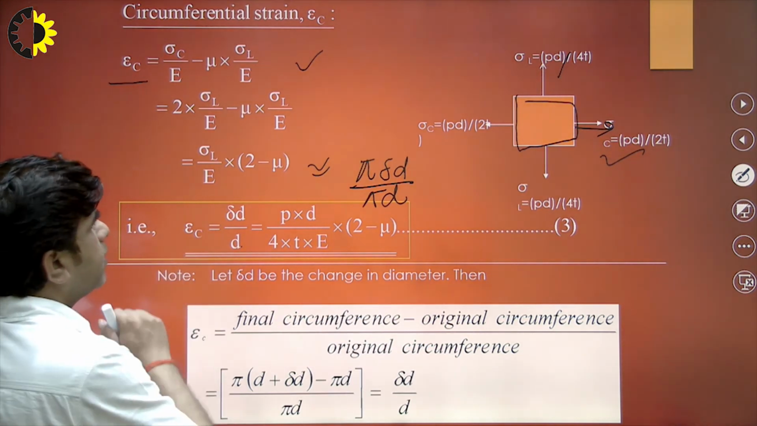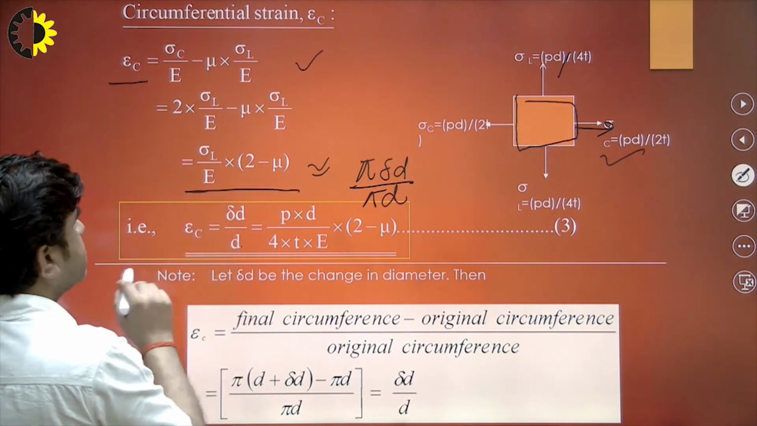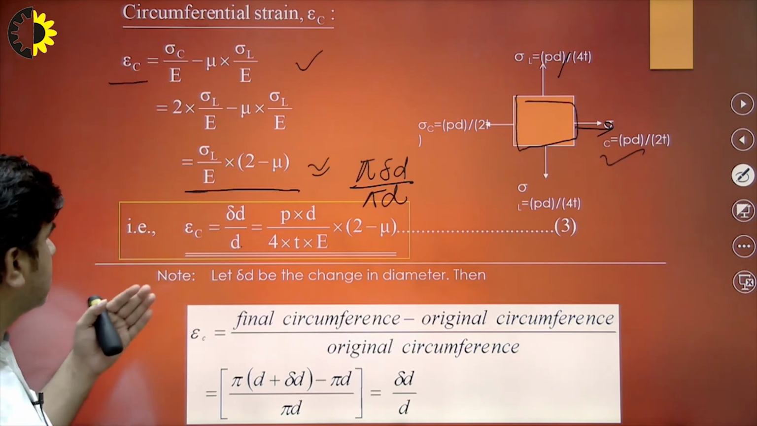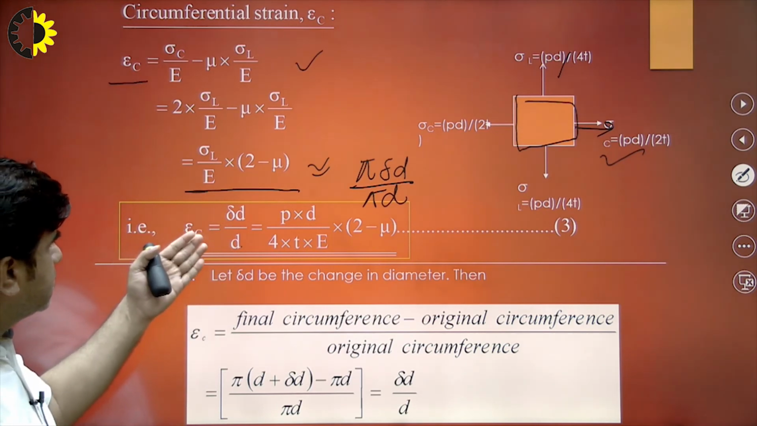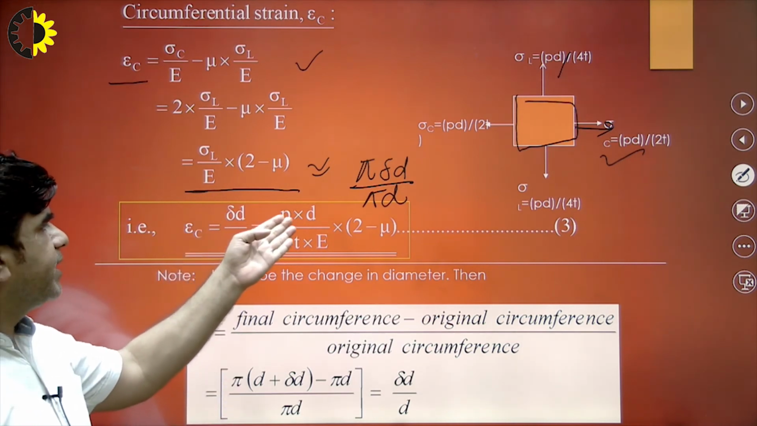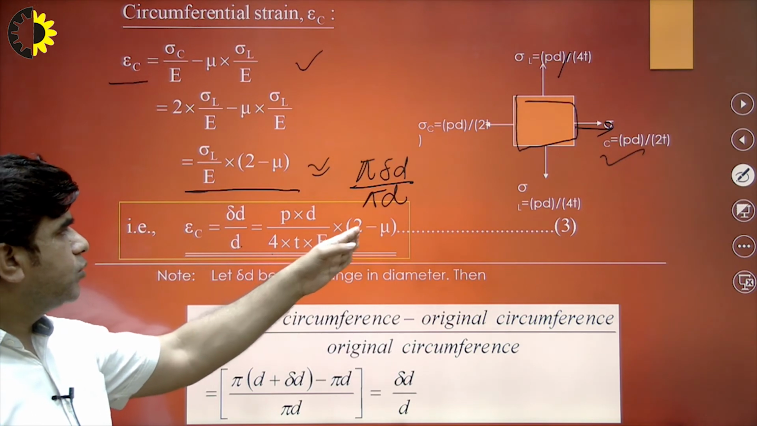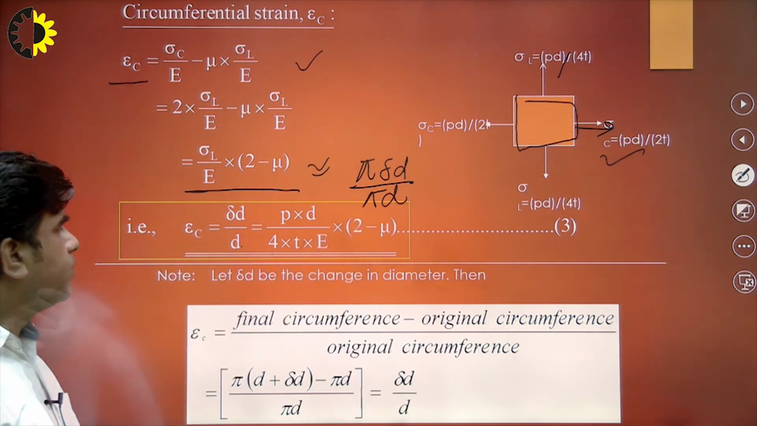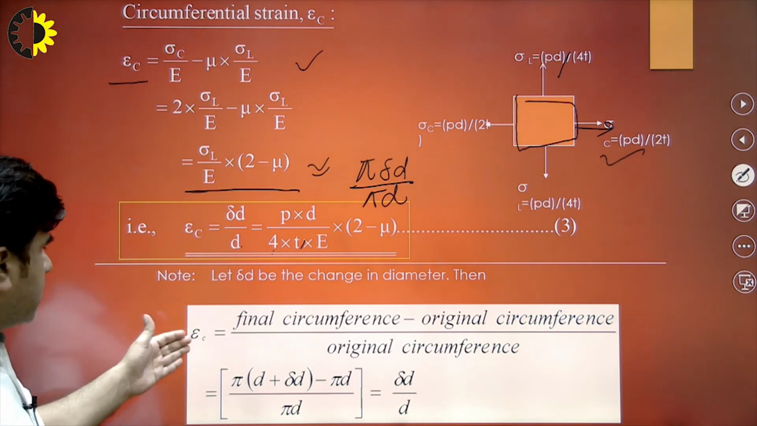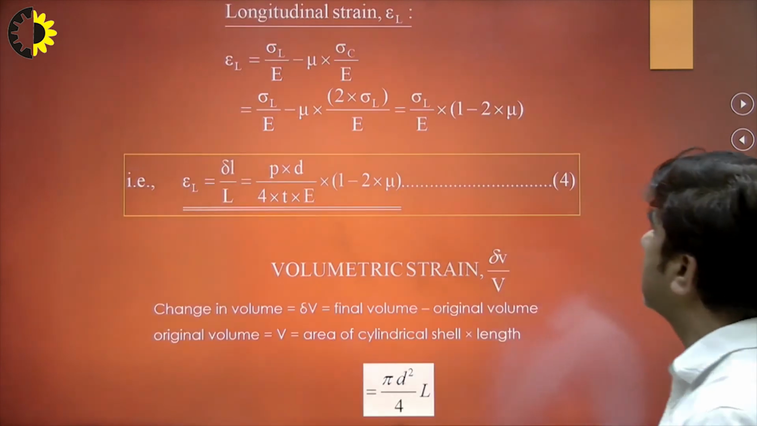and this must be equal to this. The hoop strain epsilon c equal to del d by d equal to p into d upon 4 into t into e into 2 minus mu. This I have told you already.